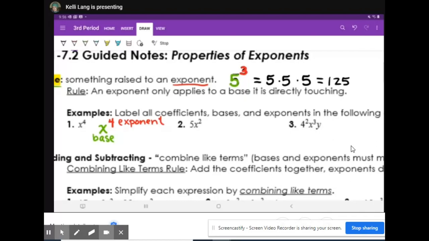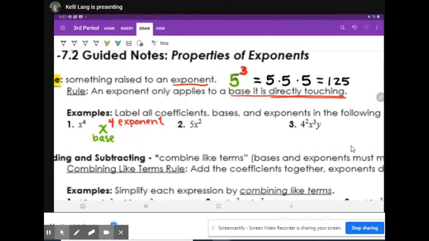Question 2 is a little trickier. There is a really, really important feature of exponents that you have to get into your brains. Exponents only affect the base it is directly touching. So in order for an exponent to affect something, it has to be directly touching it.